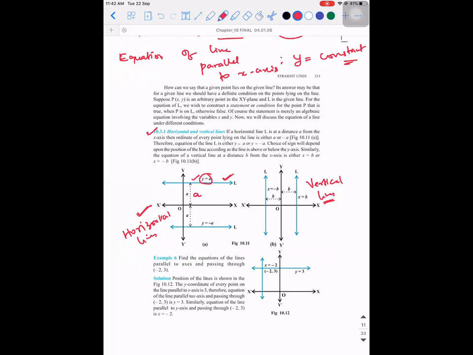Similarly, if it is at a distance a below the x-axis, then the equation of the line would have been y is equal to minus a. And the reason for that is very simple. You take any point on this line, every point on the line will have the same y coordinate, which will be minus a. That is why we write it as y is equal to minus a. I hope that point is clear.